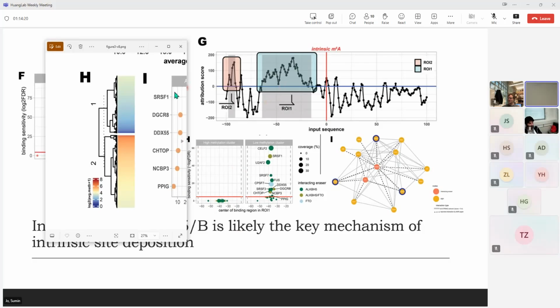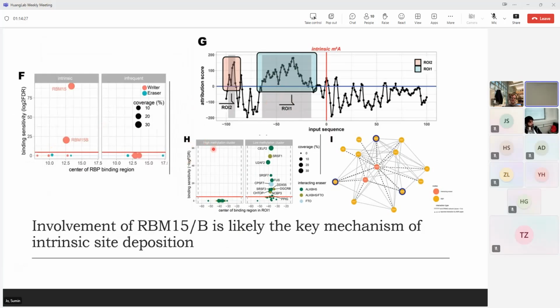But if we examine this ROI1 between this low methylation cluster and high methylation cluster, the left side is the high methylation cluster versus the right side is the low methylation cluster. So maybe you want to tell everybody why you are dividing the methylation sites into these two groups? What's your hypothesis? Because we want to explain why they have different methylation levels between the same intrinsic M6A sites.